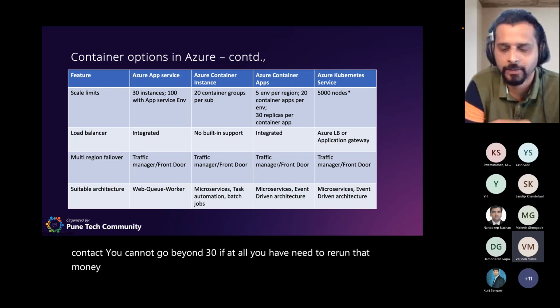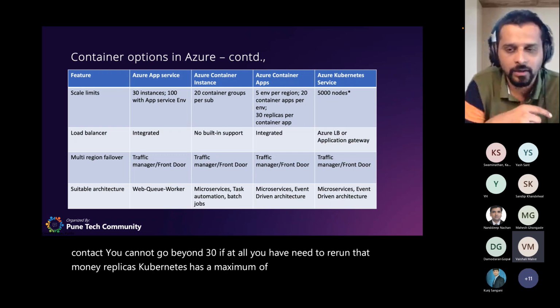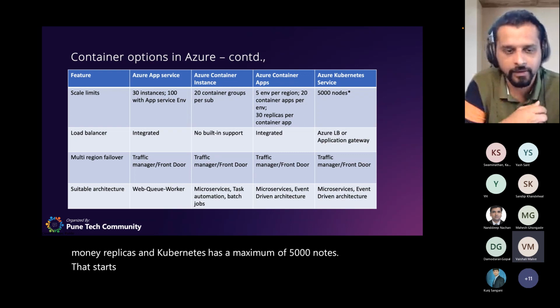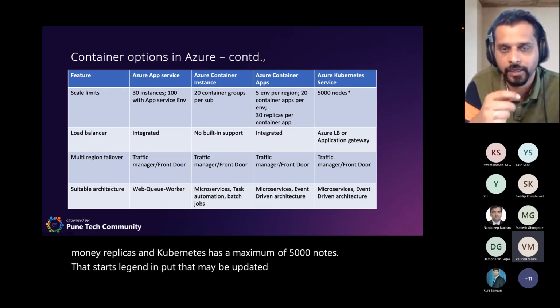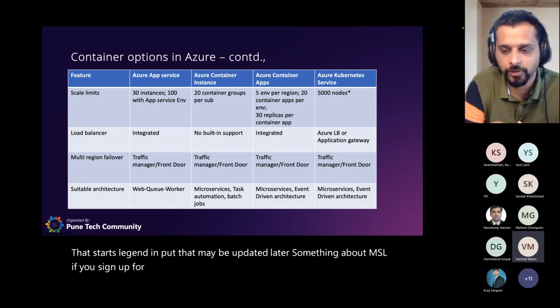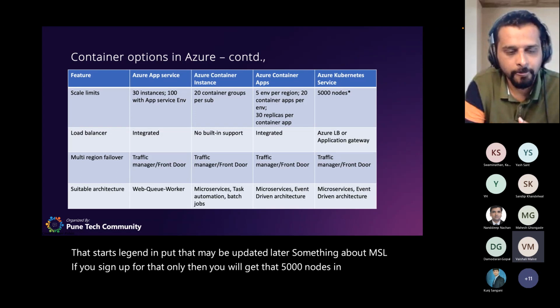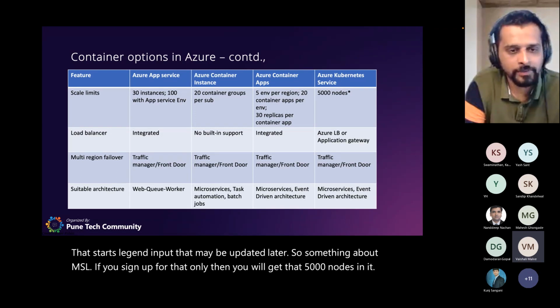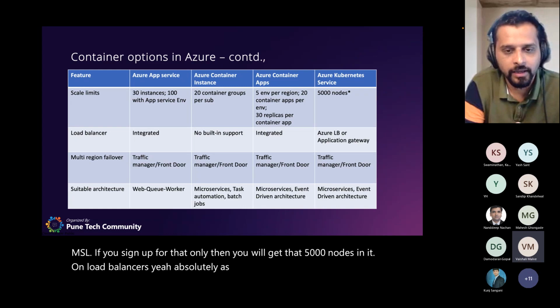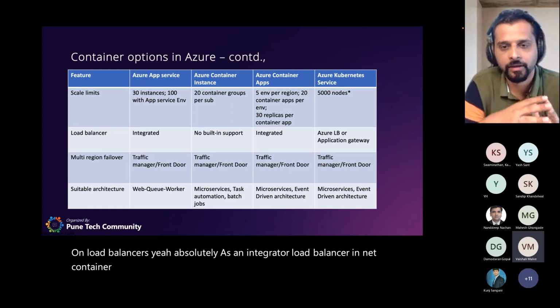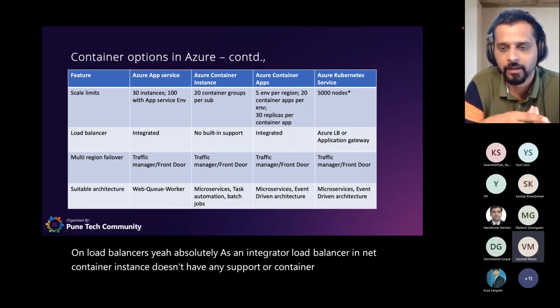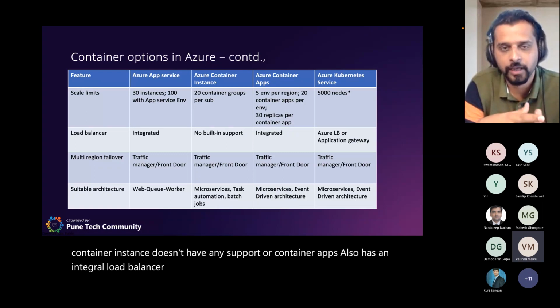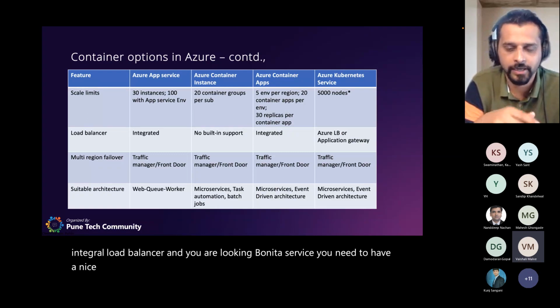And Kubernetes has a maximum of around 5,000 nodes. That starred legend, I didn't put that, maybe I'll update it later. There's something called uptime SLA. If you sign up for that, only then will you get those 5,000 nodes. And load balancers: App Service has an integrated load balancer in it. Container instance doesn't have any support. Container apps also has an integrated load balancer. And if you're working with Kubernetes service, you need to have an Azure load balancer or application gateway.